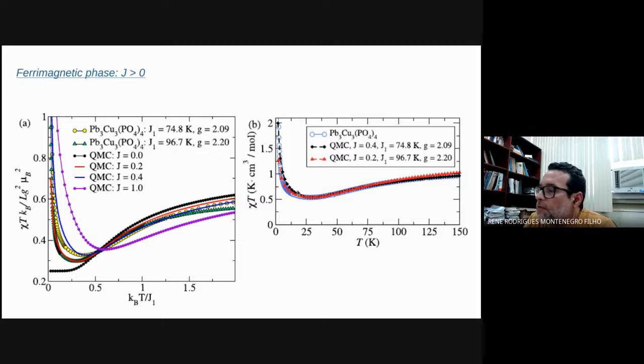Here we present the experimental data and the Monte Carlo results in physical units. And the conclusion is the same. We have two values of J, one for lower temperatures and the other for higher temperatures.